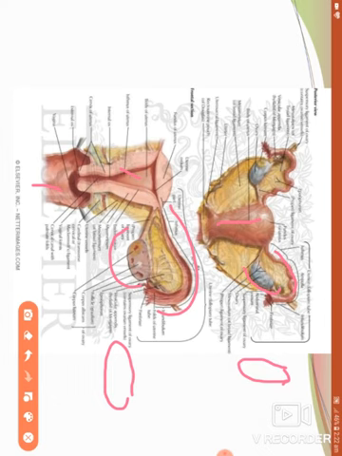The dimensions of the ovary are 3 into 1.5 into 1 centimeters. Length is 3 centimeters, breadth is 1.5 centimeters, and thickness is 1 centimeter. These are the average dimensions of the ovary.